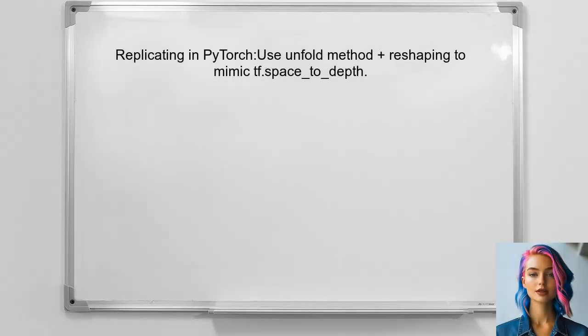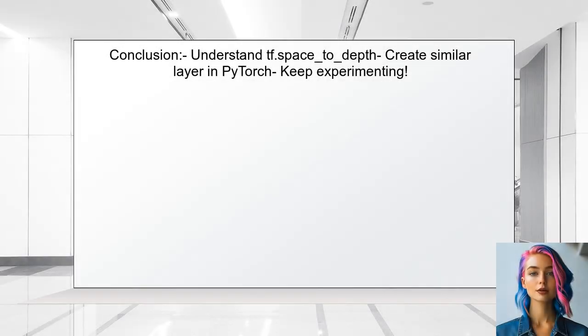Now let's replicate this functionality in PyTorch. You can achieve similar results using the unfold method combined with reshaping. This way you can create a custom layer that mimics tf.space_to_depth. And there you have it. You now understand how tf.space_to_depth works and how to create a similar layer in PyTorch.